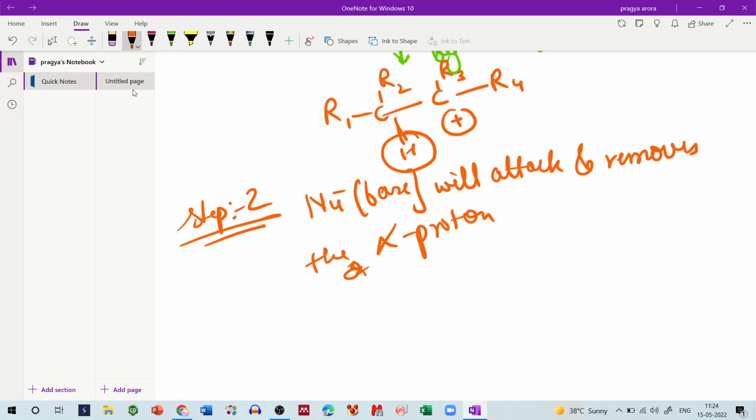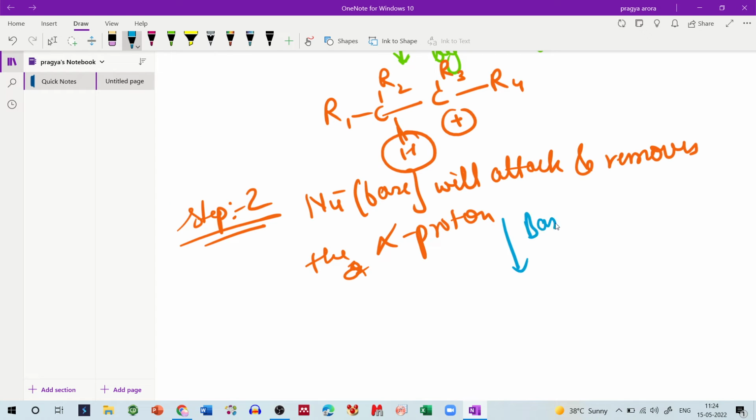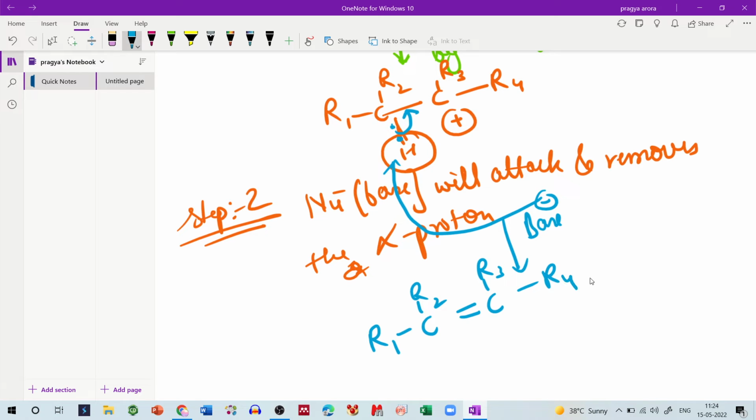A nucleophilic base will come, and that base will abstract this proton, and the two electrons of the proton will go to this single bond, making it a double bond and satisfying this positive charge. That means you will be generating a double bond over here, R3 R4, along with the base and H. So this second step is a fast step.